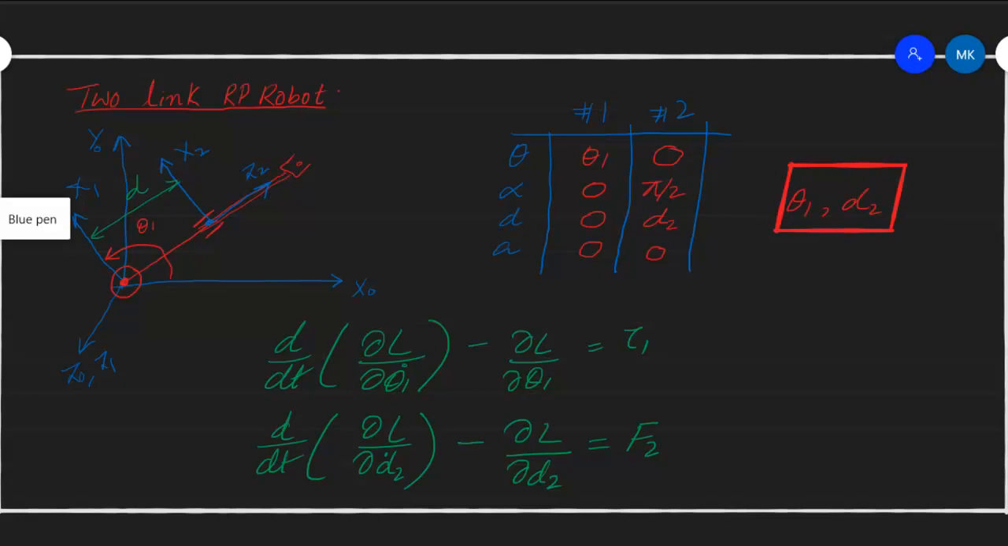Now let's first try to derive the potential energy, where L has the components T minus U, where T is equal to T1 plus T2, and U is equal to U1 plus U2. That is the potential energy of link 1 and link 2, and the kinetic energy of link 1 and link 2. So all together we have the Lagrangian, which is L equal to T minus U. So let's first find the potential energy associated with link 1.